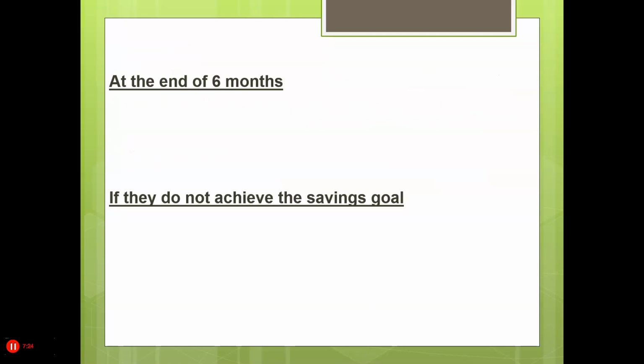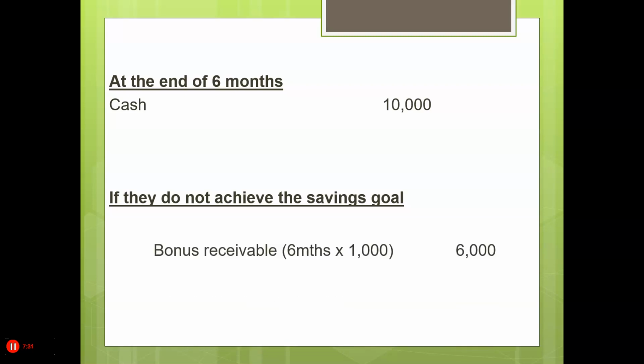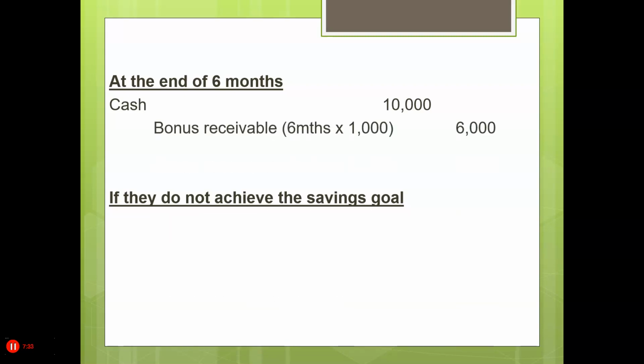Now, at the end of 6 months, we're going to look at what happens with that $10,000 bonus. Well, we'll get cash of $10,000. $6,000 will remove our bonus receivable we've been booking every month, and service revenue will be $4,000.